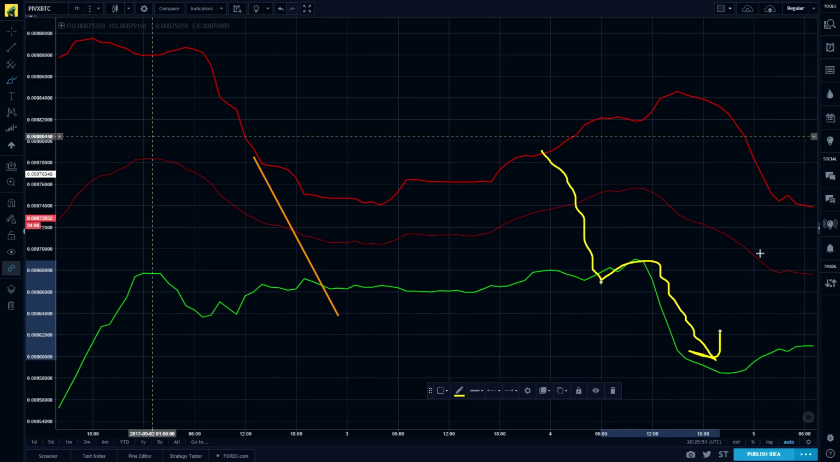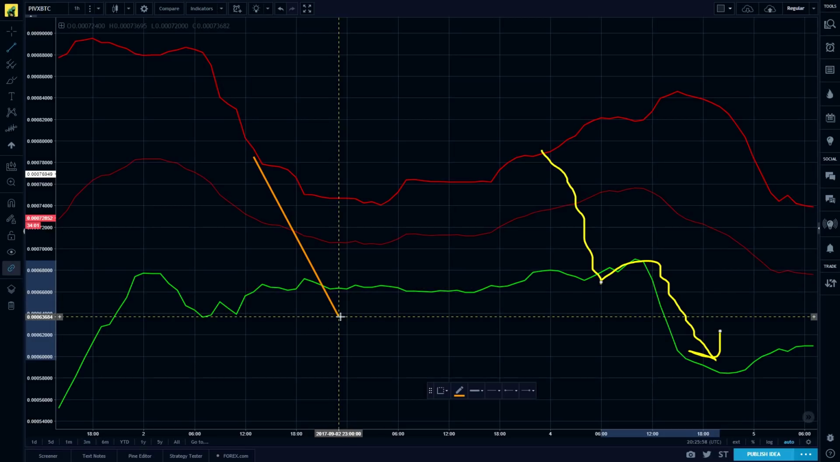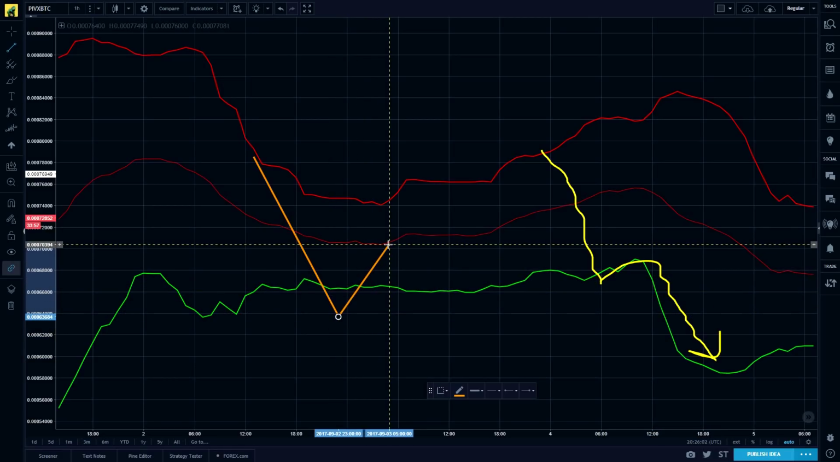So instead, you don't buy it when it crosses below the lower band for the first time. You buy it on the way back up. So you would buy it right about here. You would buy it, and then you can sell it.